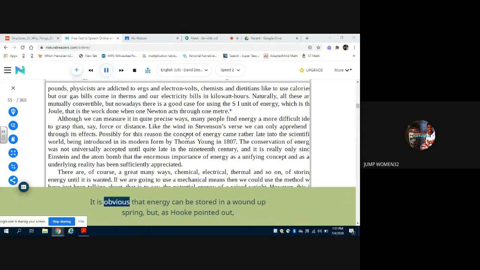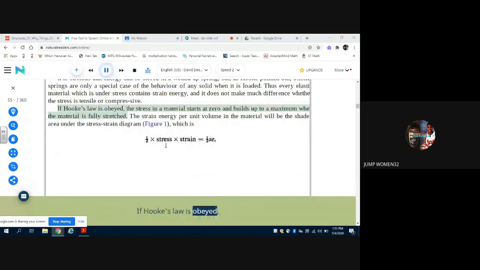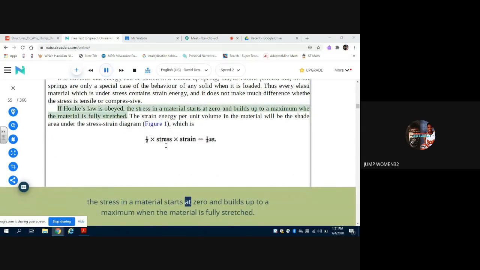It is obvious that energy can be stored in a wound-up spring, but, as Hooke pointed out, official springs are only a special case of the behavior of any solid when it is loaded. Thus, every elastic material which is under stress contains strain energy, and it does not make much difference whether the stress is tensile or compressive. If Hooke's law is obeyed, the stress in a material starts at zero and builds up to a maximum when the material is fully stretched.